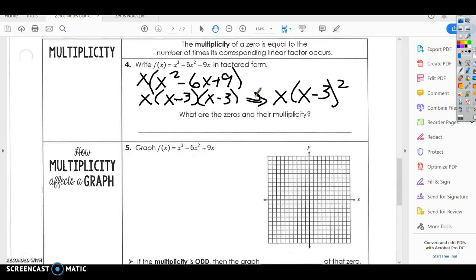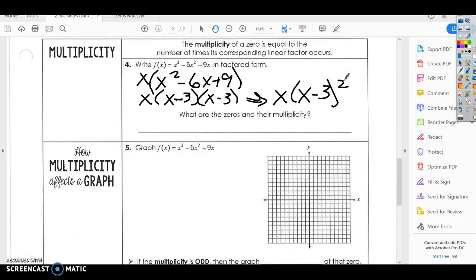I like the second way better because the exponent there helps you determine the multiplicity. Again, the multiplicity of a zero is equal to the number of times its corresponding linear factor occurs. So this one occurs twice. If I had written this down 3 times, then I would have a 3 here. So what are the zeros?